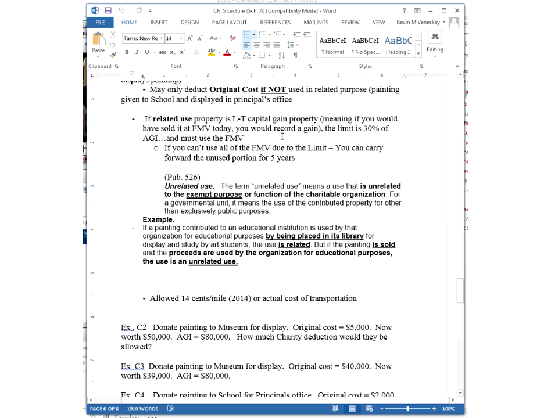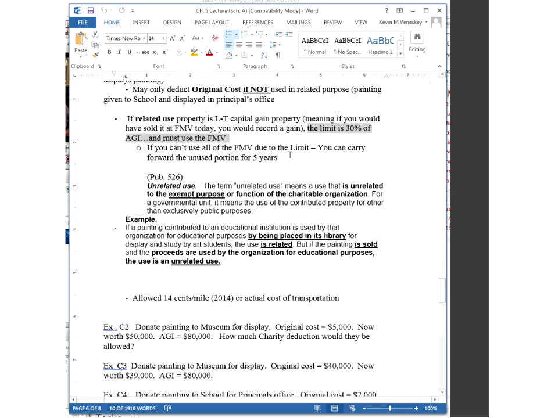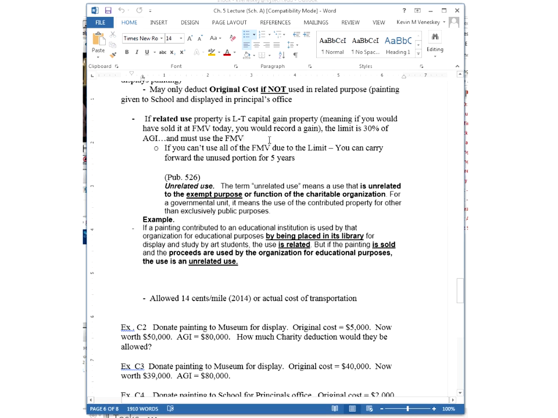If it is a long-term gain property, if you would have sold it and you would have typically had a gain on it, you bought it for $500 and now it's worth $2,000, you would have had a gain of $1,500. If that's the case, you are limited to 30% of your AGI as an allowed deduction for the year. The rest can be carried forward. So there is an example in the homework that does touch on this.